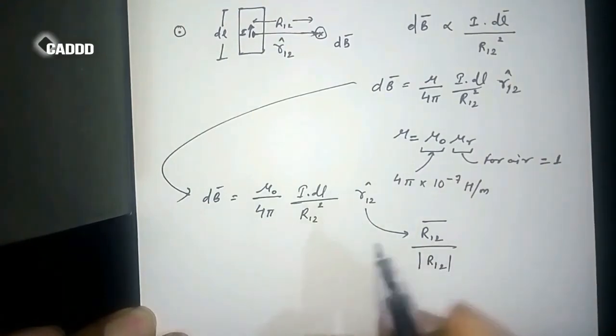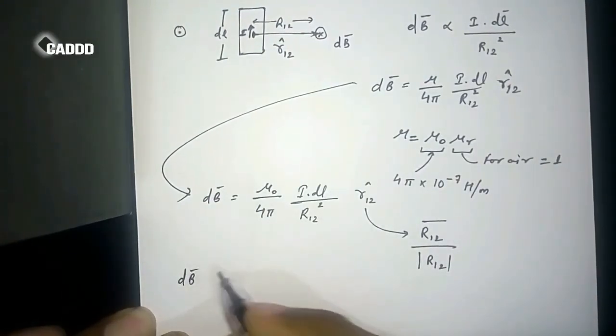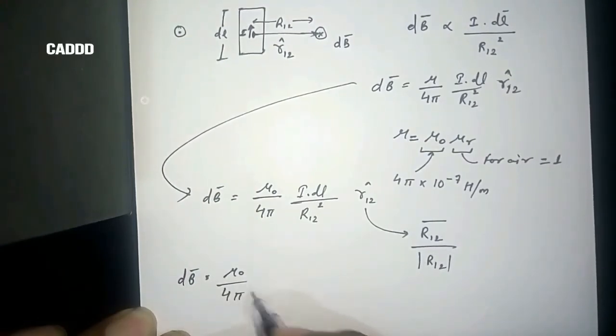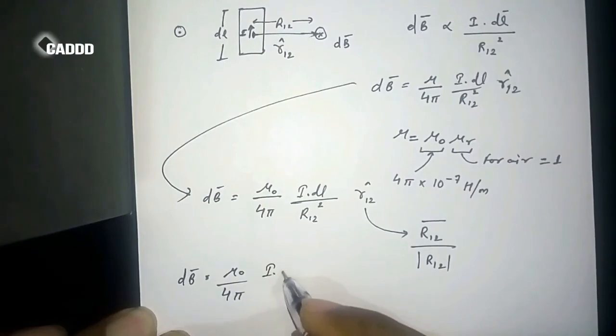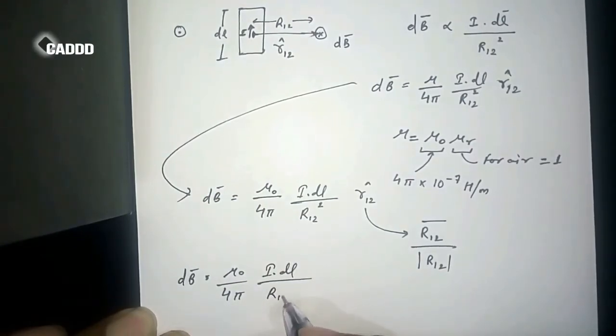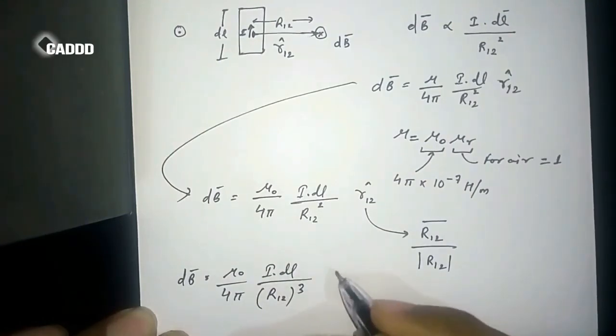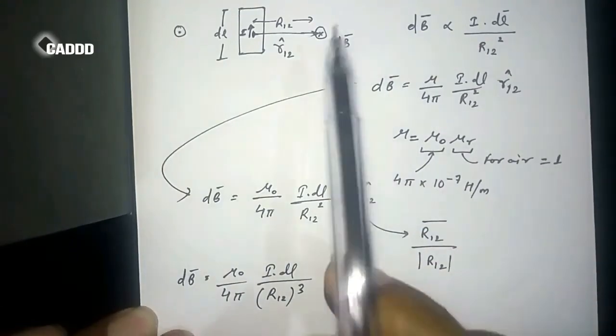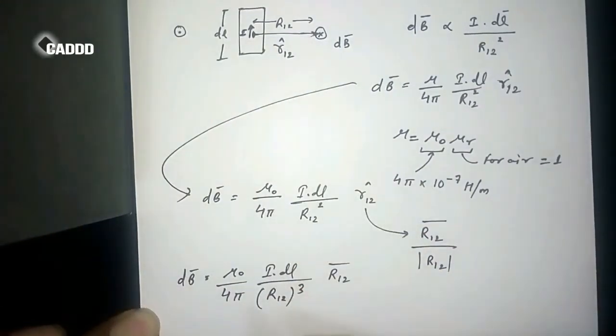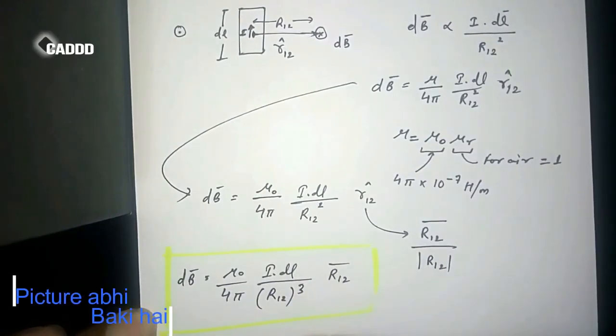So after putting this thing here, we have dB, the differential magnetic field density, equal to mu by 4 pi I dot dl over r12 cubed, and this gets multiplied by the r12 vector, which will give the direction. So this is the Biot-Savart law, and all magnetic field studies are completely based on this Biot-Savart law.